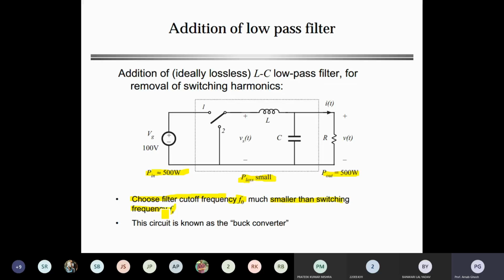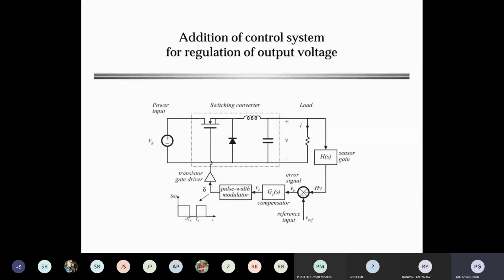Then the next section is the additional control system for the regulation of the output voltage. So what is regulation? Regulation, I think, I have not discussed in detail, but someday I will discuss regulations. What are the normal types of regulations? I have already discussed that normally three types of regulations are there. One is called line regulation. First we need to know why regulation is important.